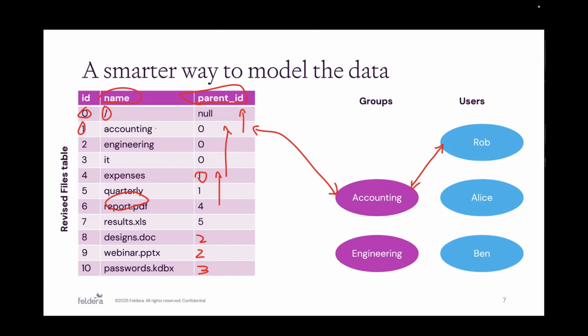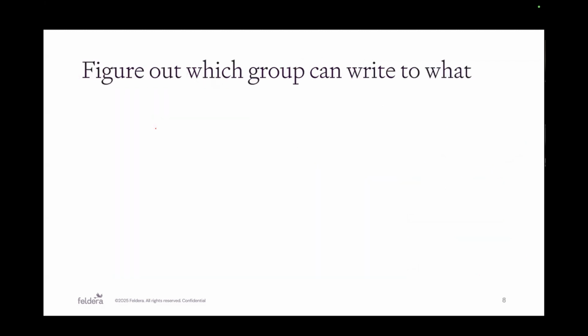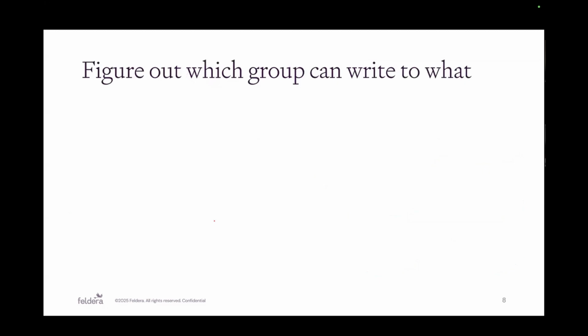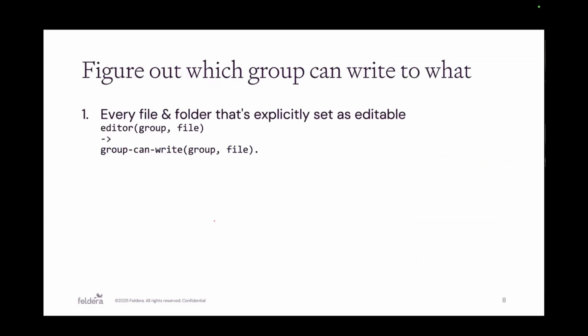Okay, so let me move a little bit further. So how do we do that? How do we do it if we just have this one fact here in our system where accounting is the folder we're giving write access to, and how do we get to this point where we can say, well, actually report is under accounting through expenses, and so we can write to it? So how do we do that? We need to think a little bit about it.